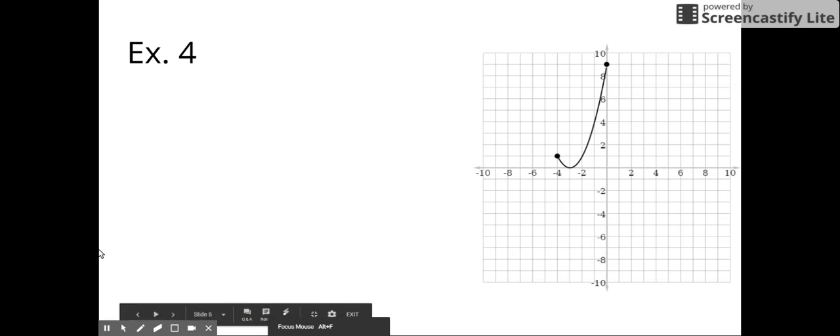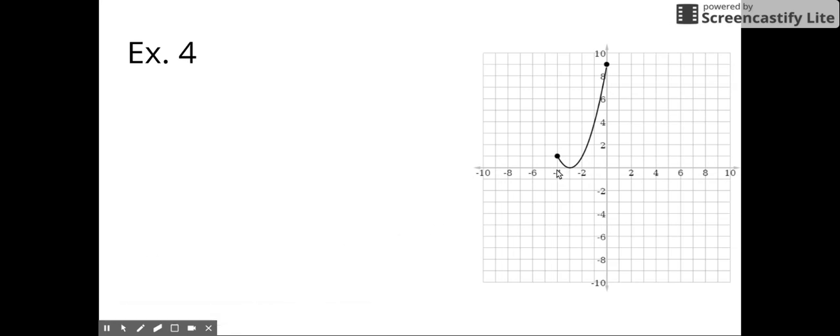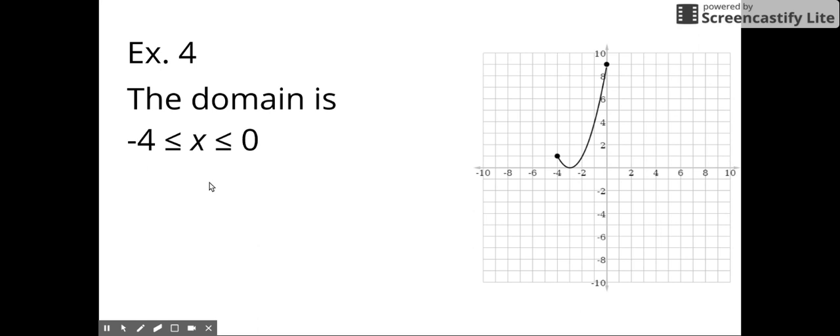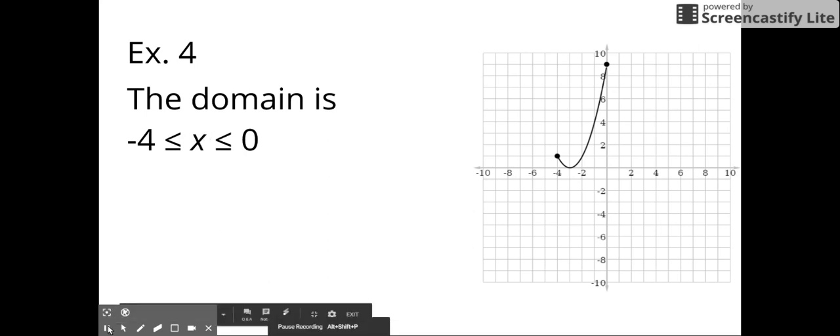For this graph, we don't have arrows on either end, and so we only have x values between -4 and 0, and they're both included because we have closed circles or dots, and so that is why the domain is from -4 to 0. Make sure that you remember to put x in between these two values because the domain is describing all the possible x values of your graph.